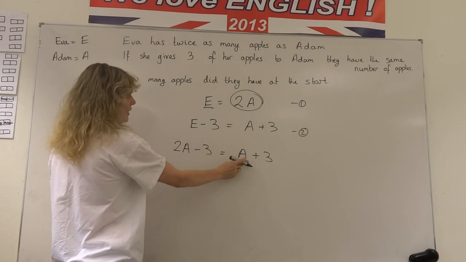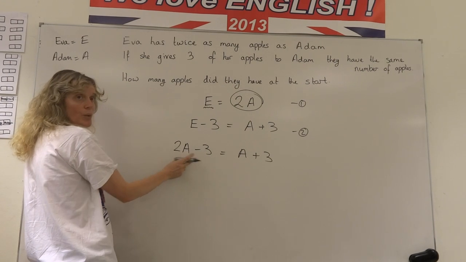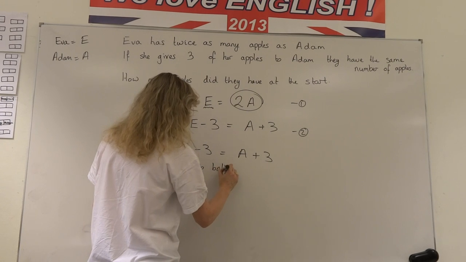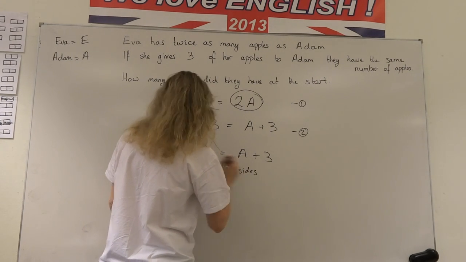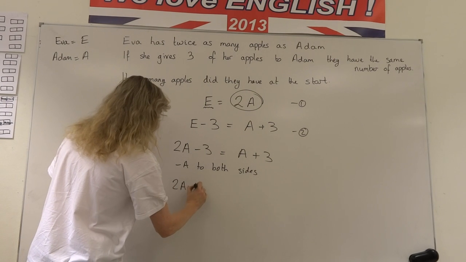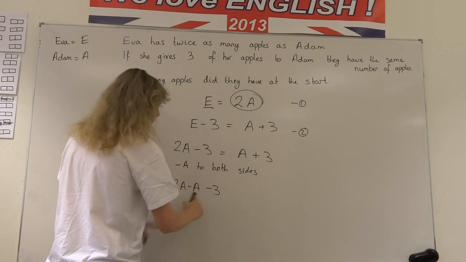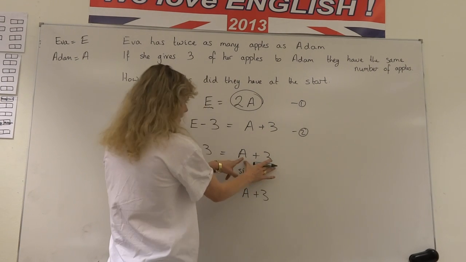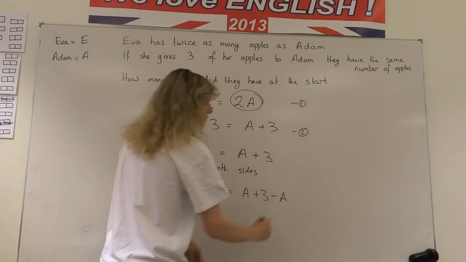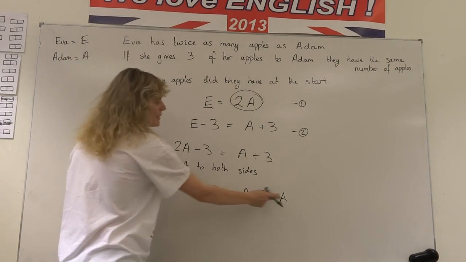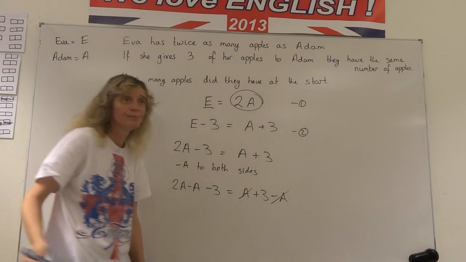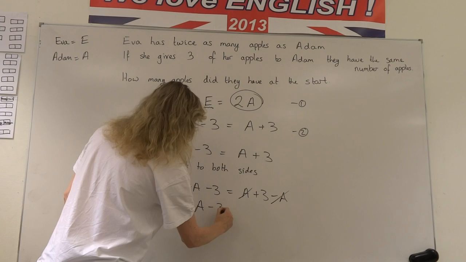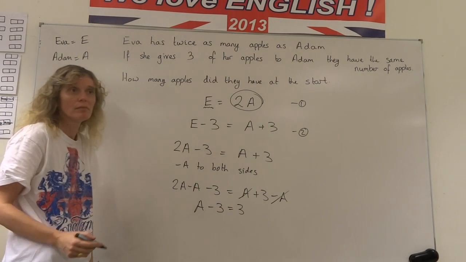Let's move this A over to this side, because then we get 2A minus A. So we're doing minus A to both sides. We get 2A minus 3, we're just taking A away from here, equals A plus 3. This stays the same. And then we're taking away A. A minus A here is 0, so those 2 go. So we get that 2A minus A is A. A minus 3 equals 3.